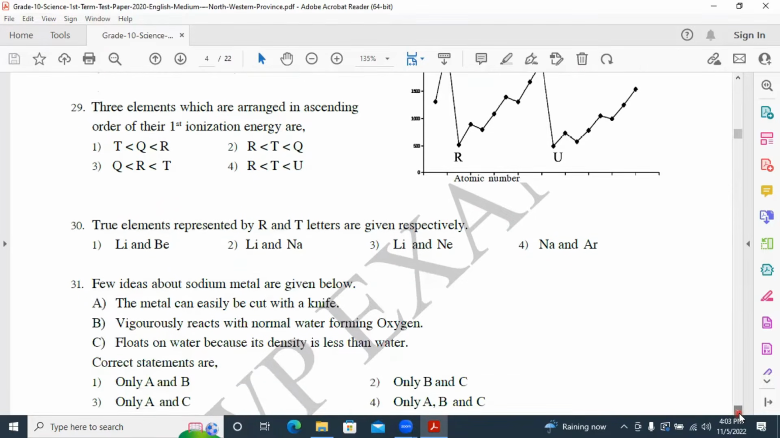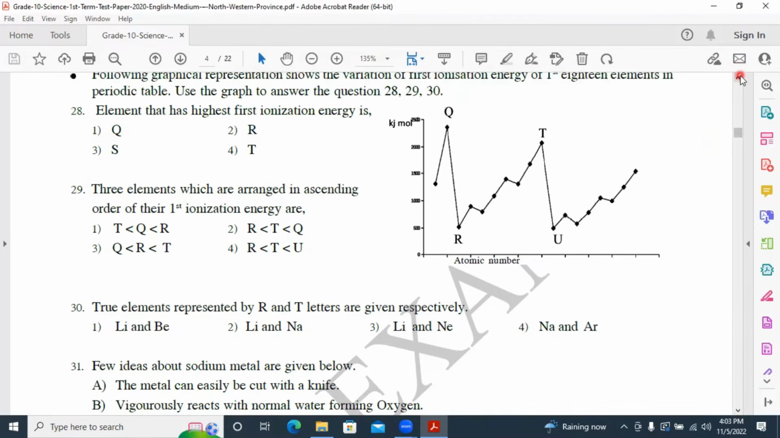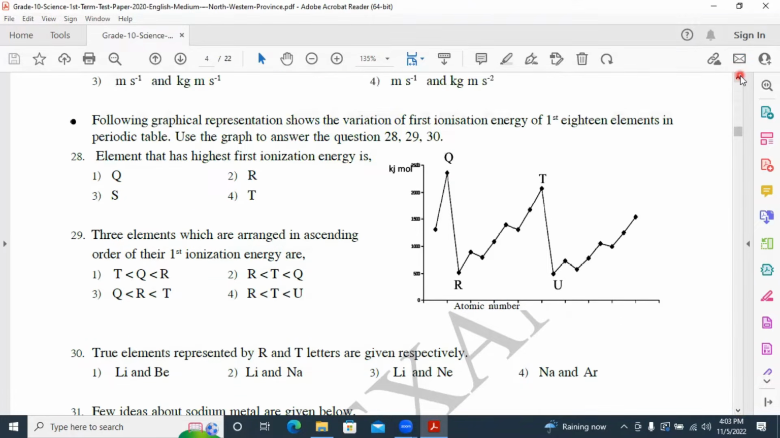30. The elements represented by R and T letters are given respectively. Here the R is lithium and the T is neon. We can name them like hydrogen, helium, lithium, beryllium, boron, carbon, nitrogen, oxygen, fluorine, neon. Likewise, we can name them and find what is R and what is T.